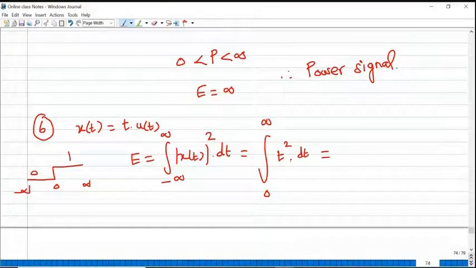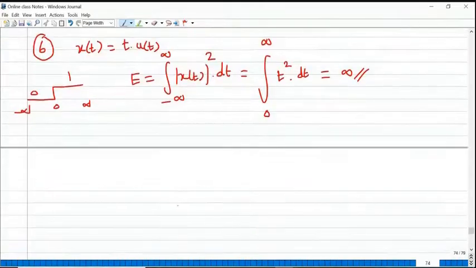u of t has value 1, 1 square dot 1. So integration of t square from 0 to infinity dt, you'll get infinity only. So the energy of the signal is infinite. Now check for the power of the signal.